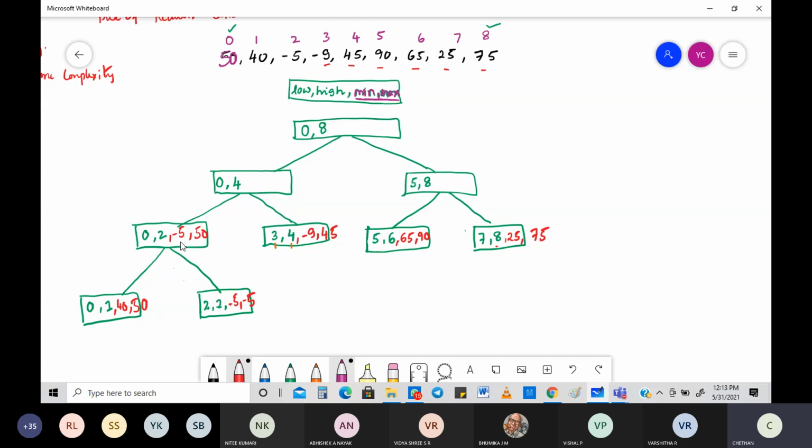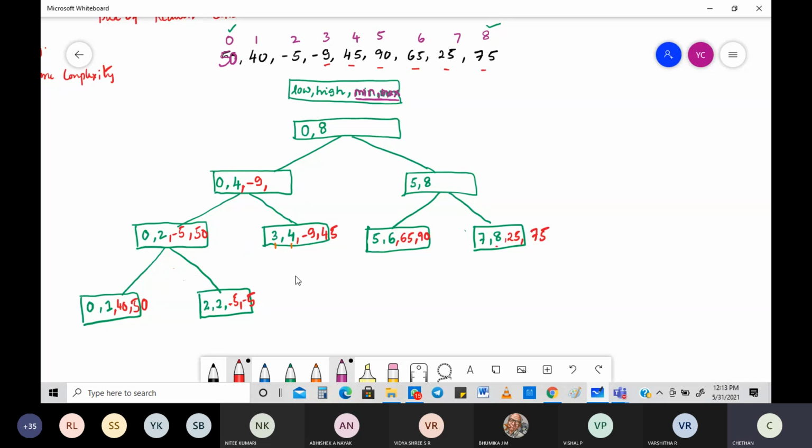Which is the minimum element that you get here? Among all minus 5, 50, minus 9, 45. The minimum element is nothing but minus 9. Okay. What's the maximum element? Minus 5, 50, minus 9, 45. Maximum element is 50.